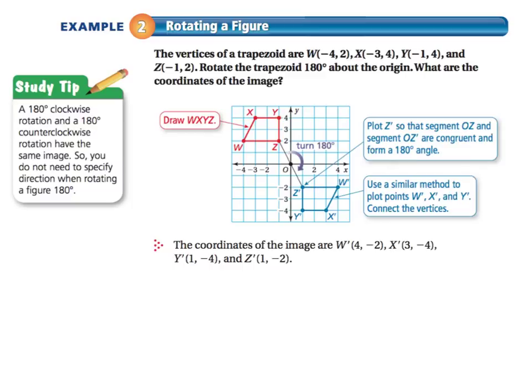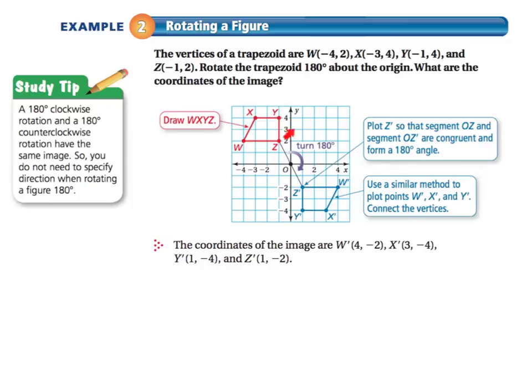Now, I already have all the answers written down on this one, but let's go over it. The vertices of a trapezoid are these 4 points. As you can see here, you would draw trapezoid W, X, Y, Z. And then I want to rotate it 180 degrees about the origin. So notice what happens. 180 degrees. This only works for 180.